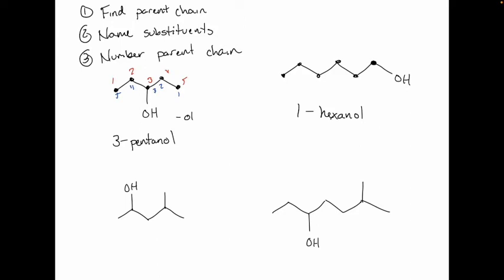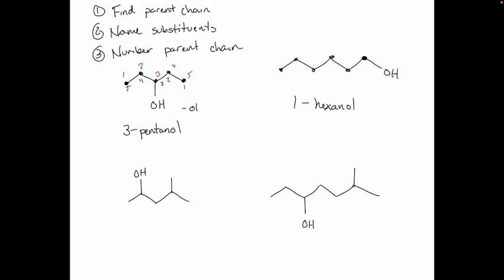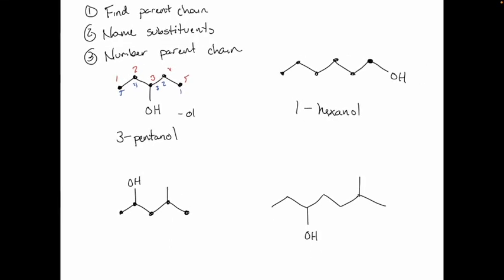All right, so now on this next one, we're starting to introduce some branch points here. So this starts to get a little bit tricky. Again, the strategy is the same thing. We're going to find our parent chain, the longest continuous set of carbons. So 1, 2, 3, 4, 5. So in terms of my substituents that I'm going to name, this one is my alcohol group, going to get that -ol suffix. But I have to make sure to include this carbon here in the name too. So how am I going to do that?